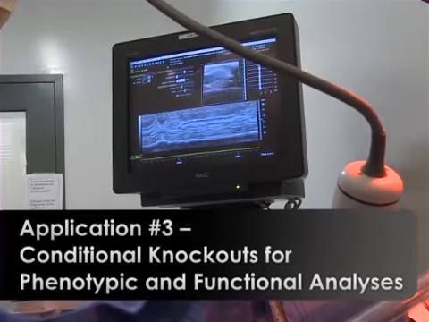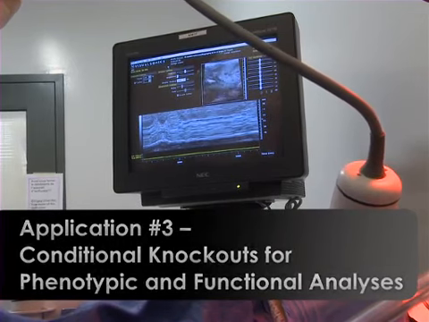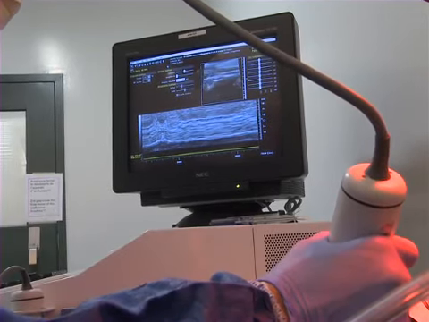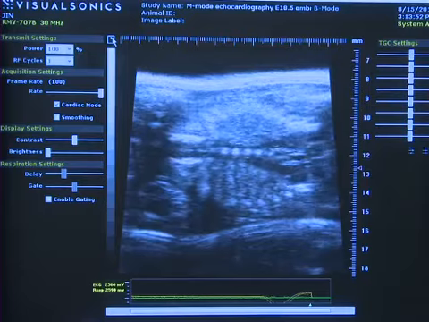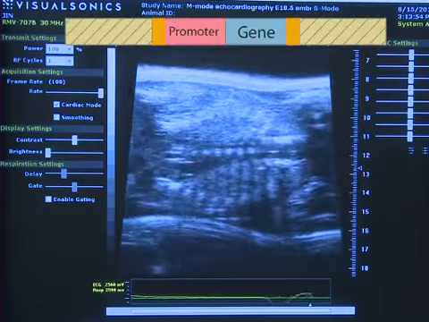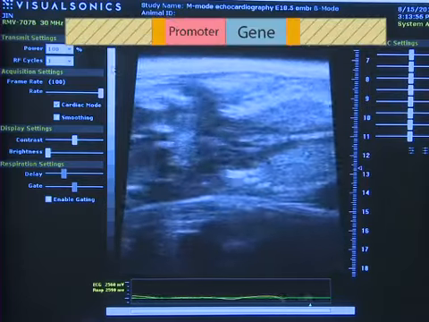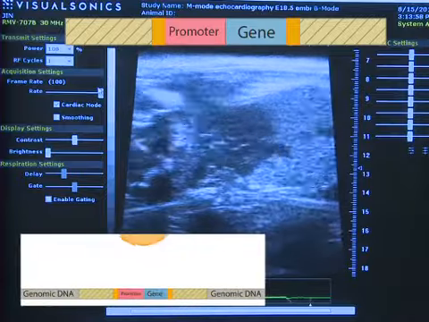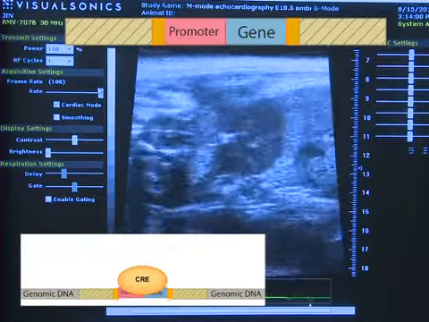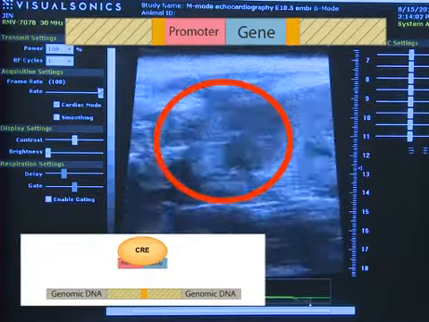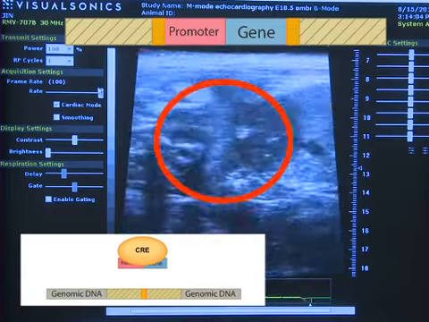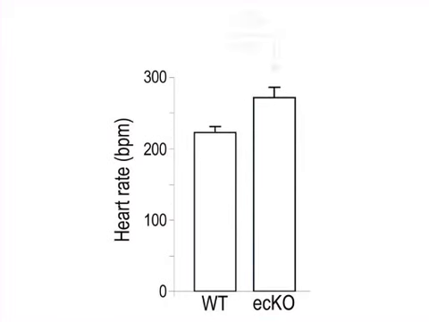Using conditional knockouts, scientists can determine the function of a gene within a restricted set of cells. Here, a loxP-flanked gene was expressed throughout the entire embryo, but Cre was expressed in endothelial cells only, causing a gene deletion in the heart and blood vessels. This tissue-specific knockout resulted in a measurable change in embryonic heart rate and illustrates how to test the localized role of a gene without changing the entire organism.